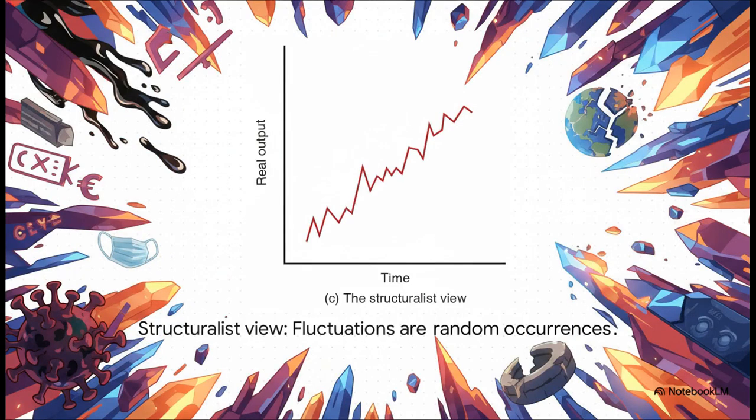Finally, we have the structuralist view, which is a bit more unpredictable. Structuralists posit that the market system is neither inherently stable nor systematically unstable. Instead, fluctuations are essentially random occurrences. They're caused by massive structural changes or unpredictable global events. Think the 1970s oil crisis, massive political transitions in the 90s, the 2008 global financial crisis, or obviously the COVID-19 pandemic. The ride jolts simply because the world itself jolts.